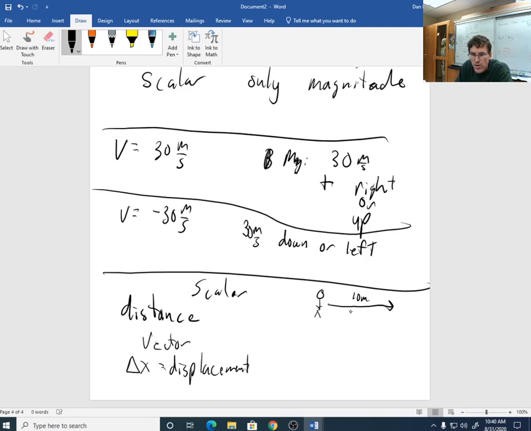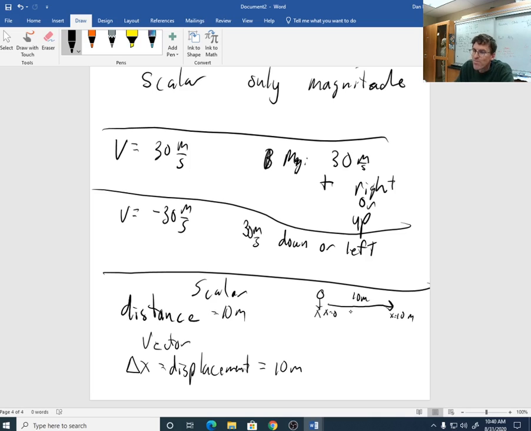How far, what's your change of position? Well, if this is our 0 position, and this is our 10 position, think of a number line, right, on there. Final position minus initial is 10 minus 0, so our displacement is 10 meters. Our distance was 10 meters.